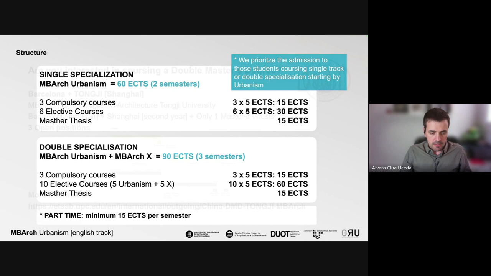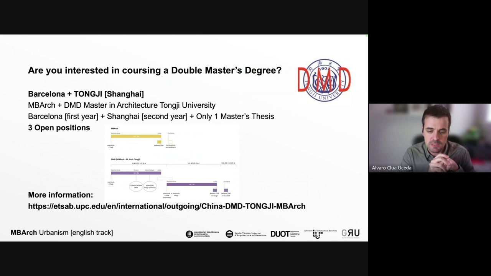Also, let me inform you about another option, which is quite interesting maybe for you, which is also a double master degree, which means that you can have the MBArch single specialization and a master in architecture at Tongji University in Shanghai in just 2 years. That's a very interesting combination.